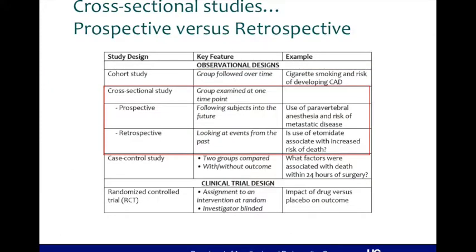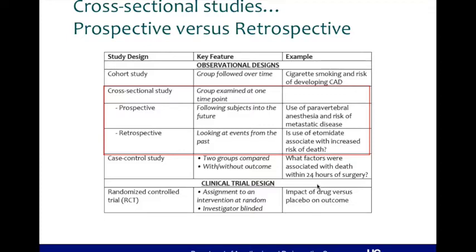So the cohort study design, again, just to reiterate, is a group followed over time. You follow these people, some of whom do and some of whom don't have a particular risk factor. You follow them over time, and you see who does or doesn't get a disease or an outcome that you're interested in.